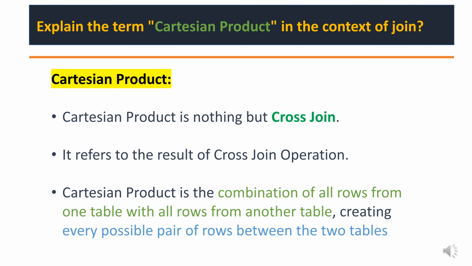Explain the term Cartesian product in the context of join. So guys, always remember when the interviewer is asking this type of question regarding the Cartesian product, that time always it is referring to the cross join. So Cartesian product is nothing but a cross join. It refers to the result of a cross join operation. And Cartesian product is the combination of all rows from one table with all the rows from another table, and it creates every possible pair of rows between the two tables. So guys, always remember Cartesian product is nothing but the cross join only.